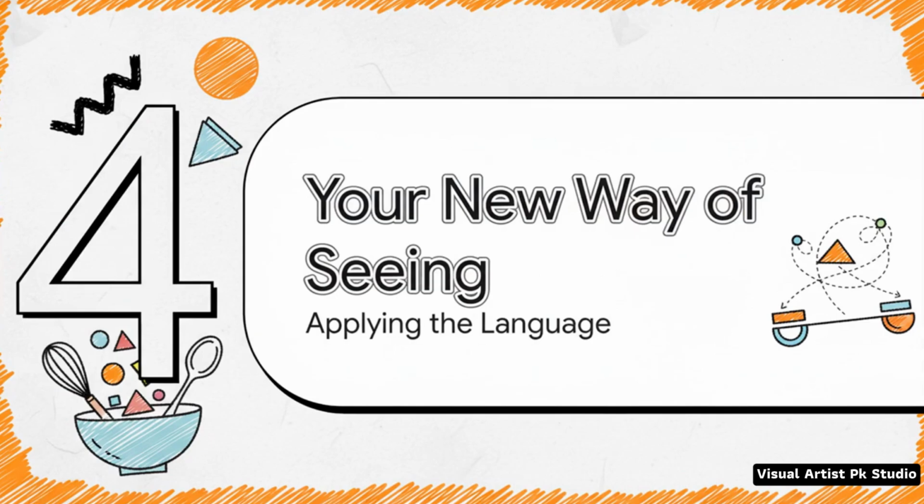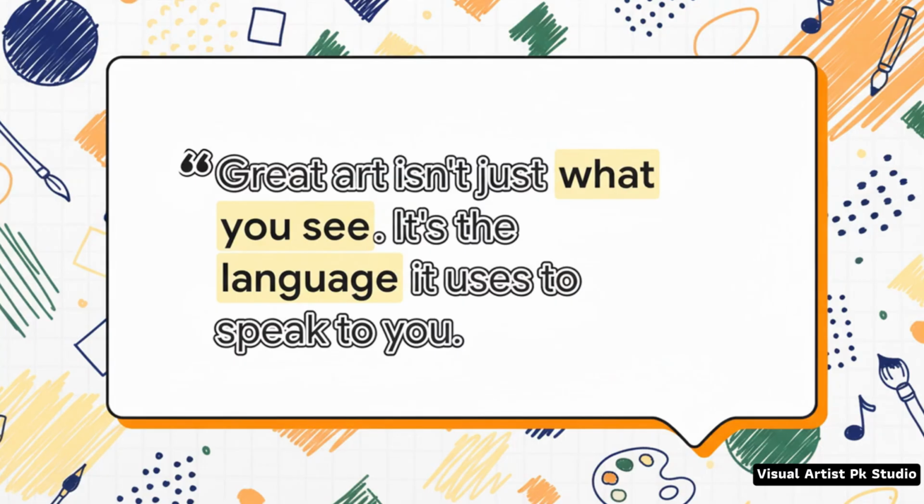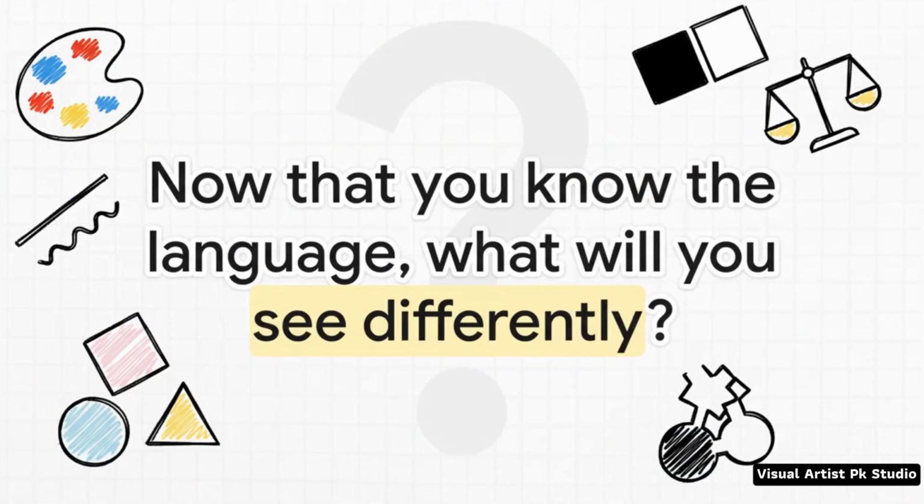So after all that, what we've really done is given you a new way of seeing. It's like a new lens for your eyes. From now on, you're not just looking at art, you're actually reading its language. And that's so important to remember. Great art isn't just about what's on the surface. It's about the language it's using to communicate something directly to you. So I guess the only question left is, now that you know the language, what will you see differently?